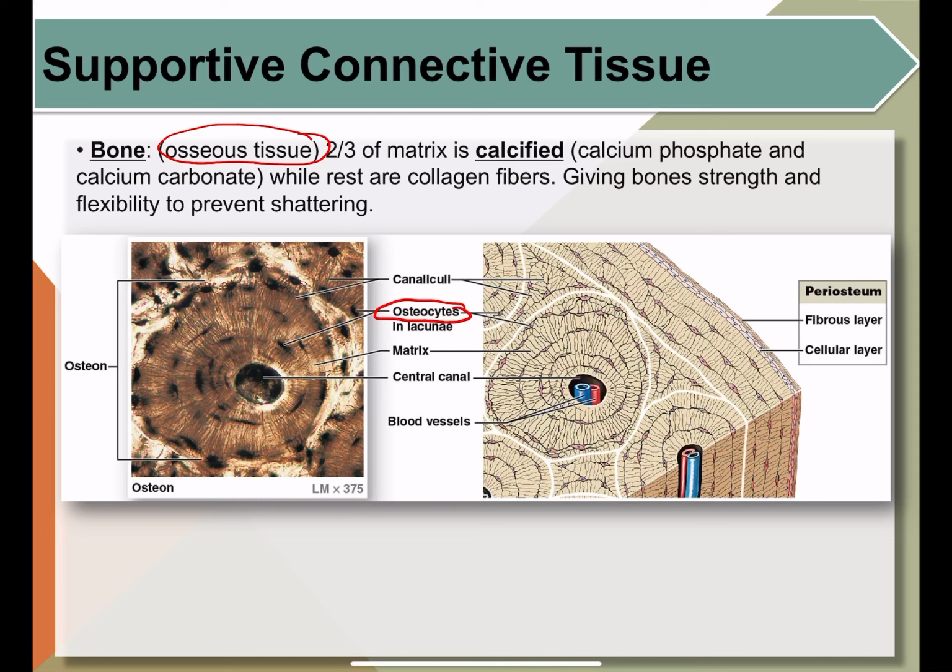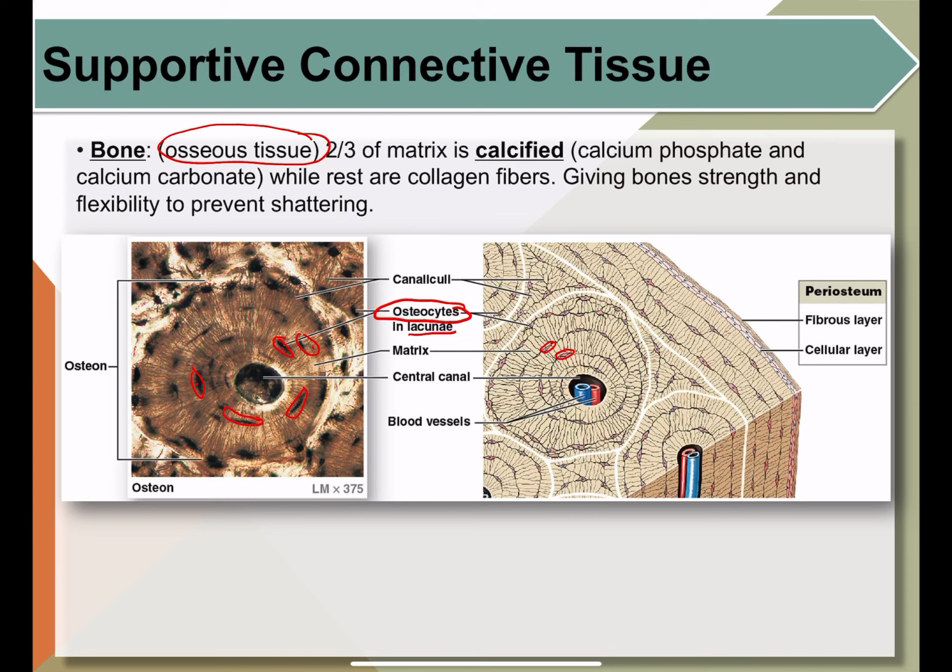But both of them reside in pockets called lacunae. So same thing for bone. You see these little pockets right here, okay? Or these black dotted areas within layers of the bones. Those are all lacunae with osteocytes residing in them.